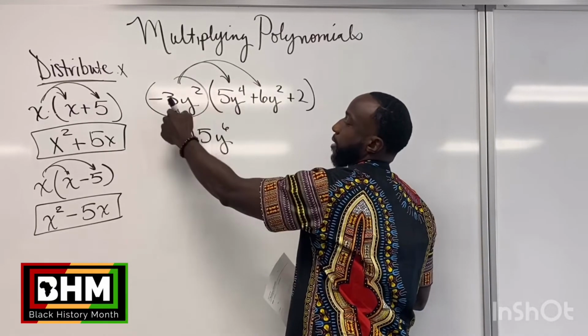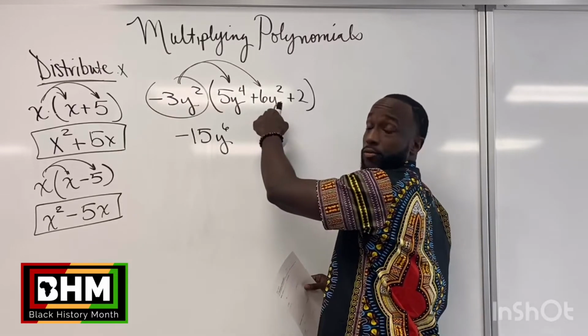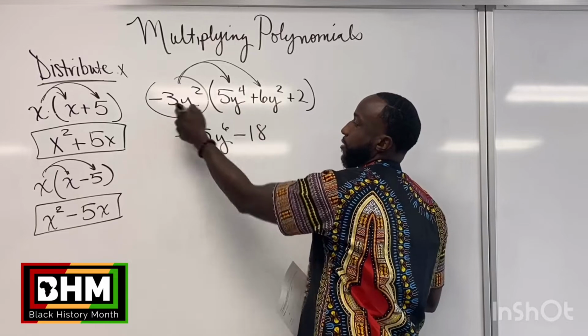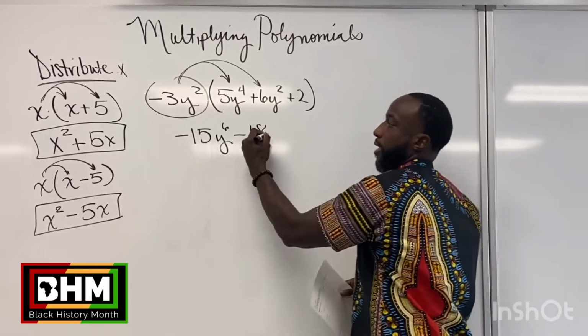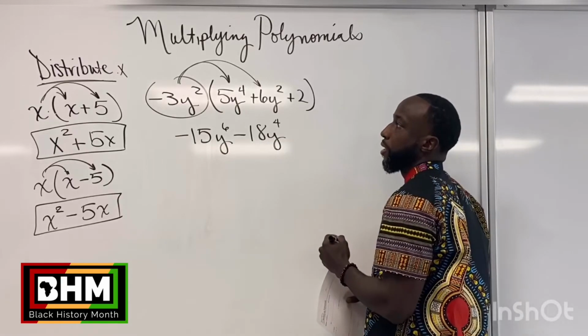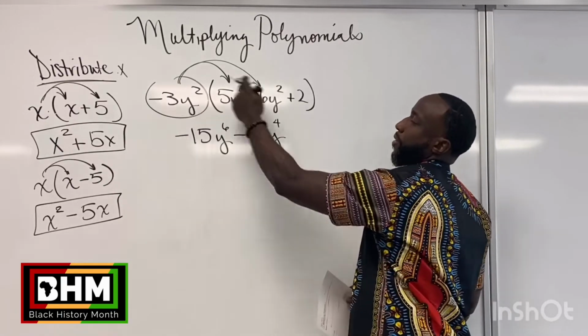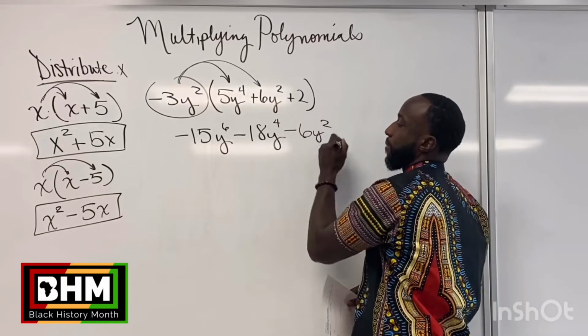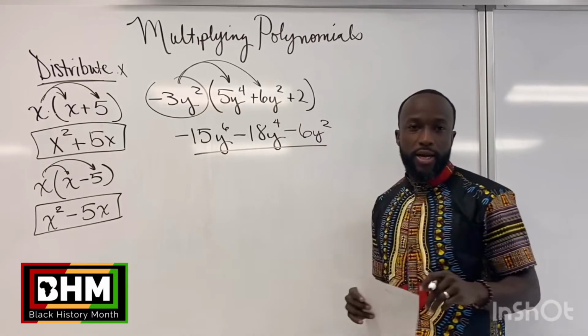Then you have negative 3y squared times 6y squared, which would be negative 18, from negative 3 times 6, and then y to the second times y to the second, 2 plus 2, is y to the 4th. And finally, the last one, negative 3y squared times 2, which gives you negative 6y squared. No like terms, so that's your answer.